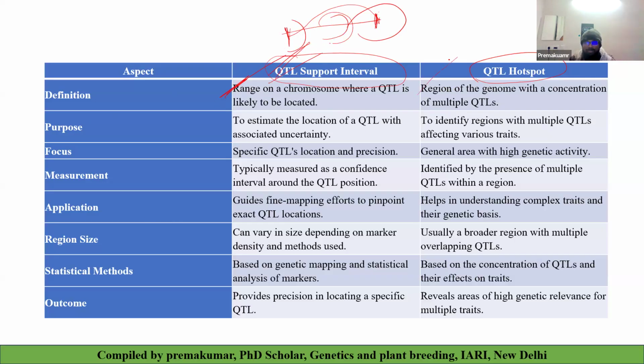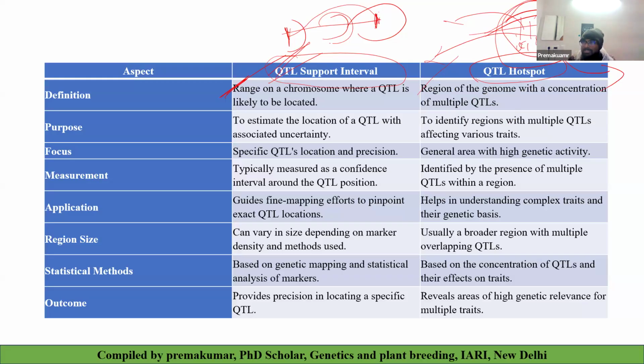What is a QTL hotspot? It's a region of the genome having multiple QTLs: QTL1, QTL2, QTL3 like this. For example, for plant height one QTL is there, for flower color one QTL, for yield one QTL, but they are all located in a single region. If you transfer this region to another variety which does not have it, you'll get a bumper improvement. That is called a QTL hotspot.